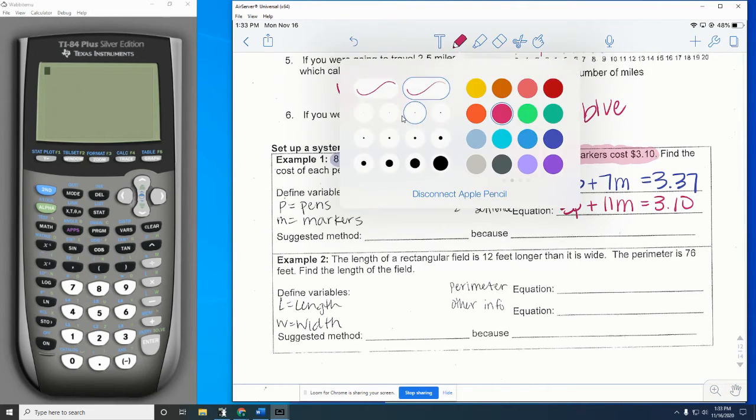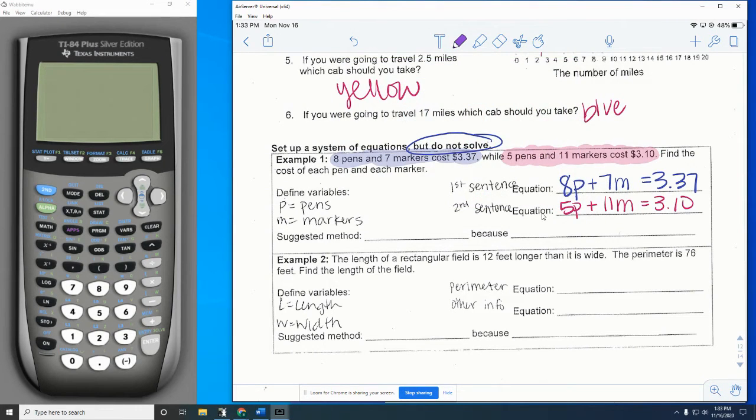So looking at this based on the setup, suggested method, well, if you notice, P's and M's are on the same side. We only know two ways to solve. We know graphing, where you have one letter that's completely by itself, or matrices, where we have our letters on the same side. So I, as the teacher, would suggest matrices because my variables are lined up together, or something like that, because P and M are on the same side for both equations.